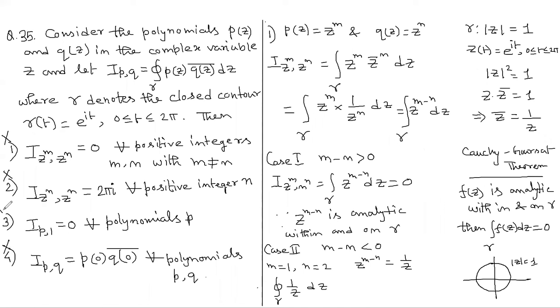So the third option must be correct, but let us verify it. So the third option says the integral of P, where P is any polynomial. So integral over gamma. So let us take P equal to z or z square. So z square dz. So any polynomial is analytic within and on gamma. So here using Cauchy-Goursat theorem we can say this is 0. So the third option is correct.